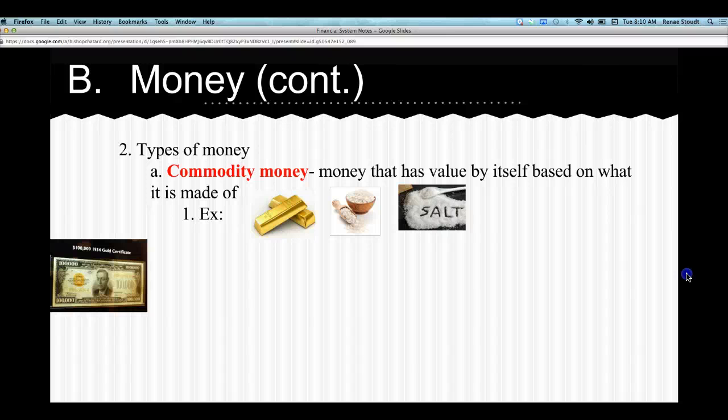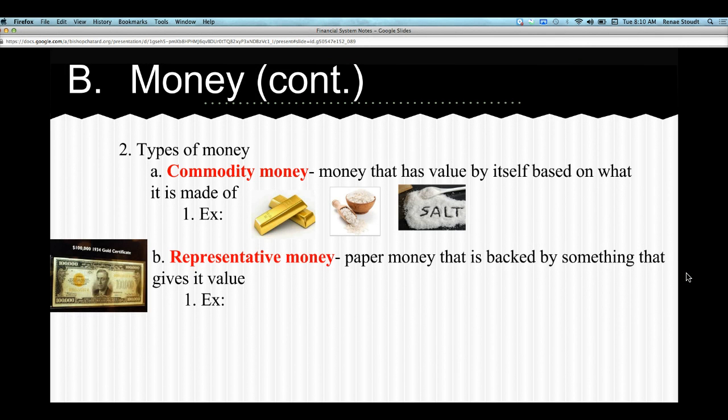Now, the second type of money is what we call representative money. Representative money is paper money that is backed by something that gives it value, okay? So the paper money will be backed by something that gives it value. Oftentimes, it would usually be precious metals like gold and silver.